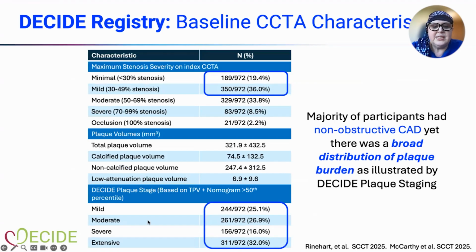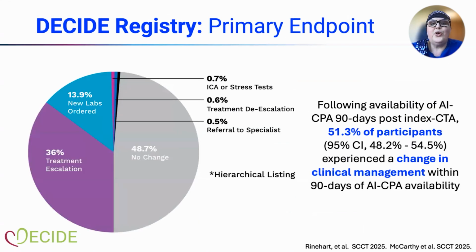When we look at the DECIDE plaque staging, what you're also going to see is that mild had 25% of the patients, moderate 27% of the patients, severe was 16, and an alarming 32% of the patients actually had extensive plaque volume. So what were the outcomes? What did we do with these patients with their medical management? So if we look at that primary endpoint of the DECIDE registry, 51% of the participants actually had a change in their clinical therapy.